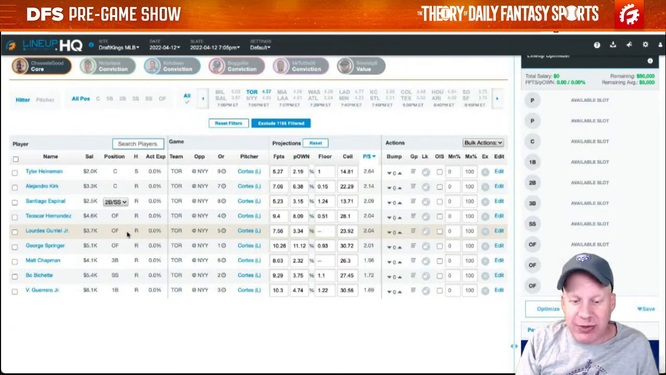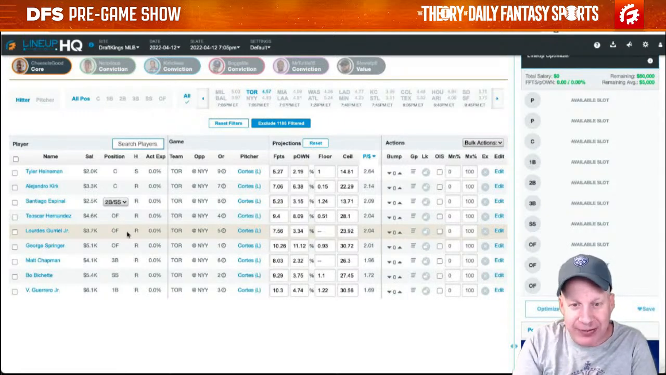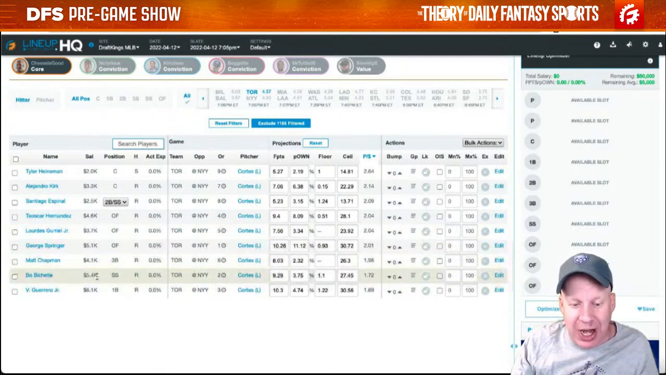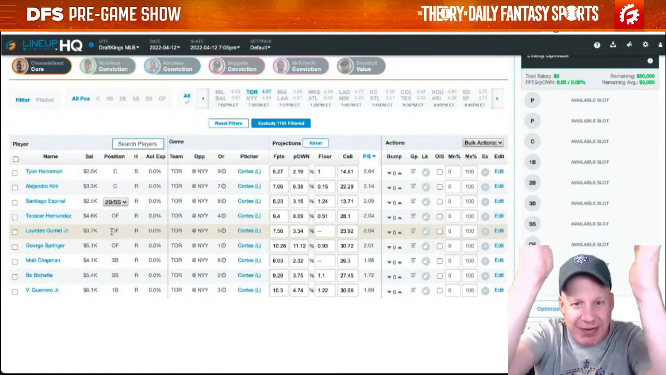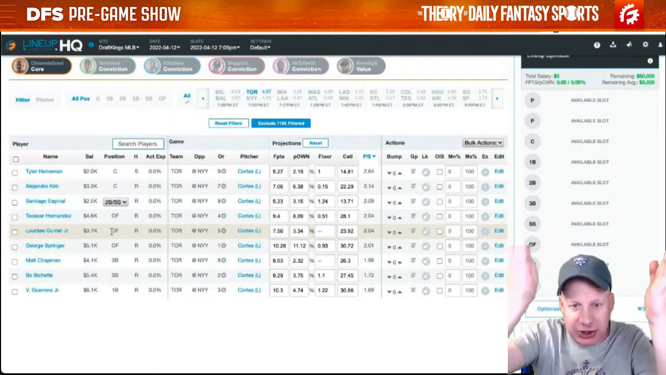So I may look down at the Toronto stacks in my lineups page and go, out of these 20 stacks, it's like, oh, I have 20 Vlad Guerrero. I have 18 George Springer. I have 16 Teoscar Hernandez. I got 10 Chapman, 8 Bichette. I go down and it's like 5 Heineman, 0 Kirk, and maybe I have one lineup with Gurriel. I go, well, a lot of these stacks look the same also. It's like the same 5 guys with one person changed.